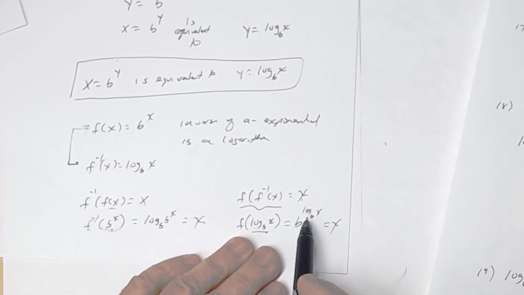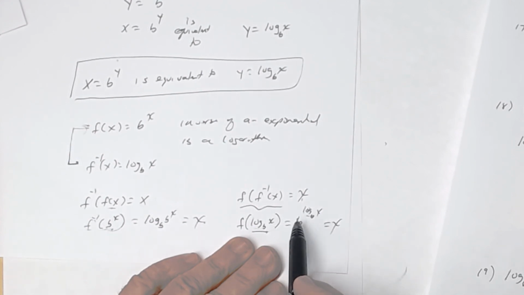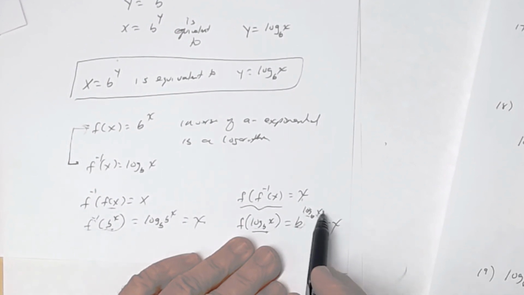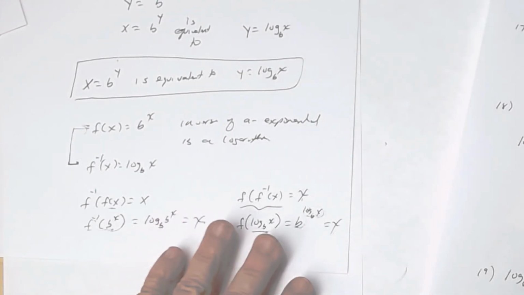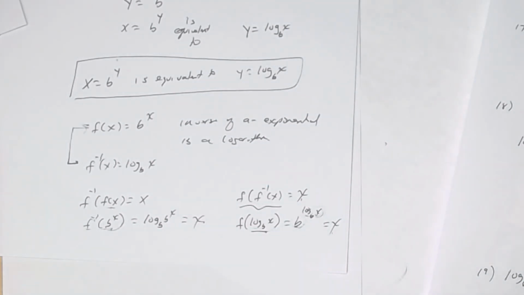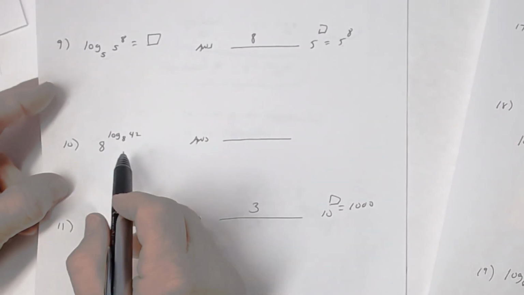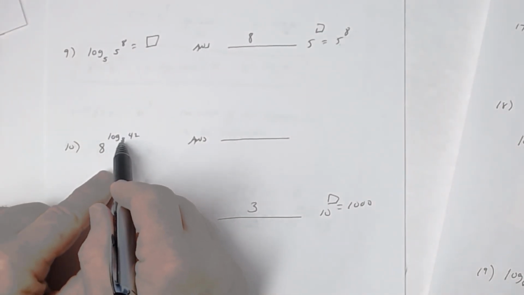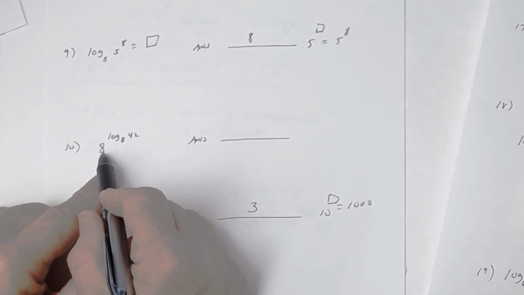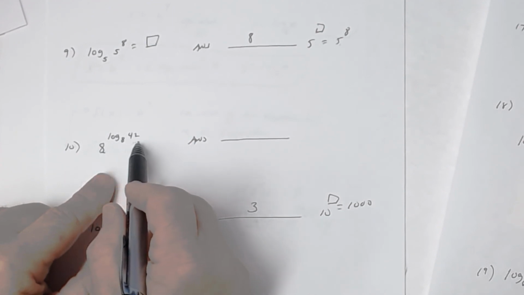And so now we have this idea. Notice that the base of the log is the same as the base that you see here. So if this and this are the same, then the answer is just the argument. So the answer is x. So all this is dealing with the inverse functions. So then that takes care of number 10. Notice the base is 8, this base is 8, so the answer is just what? 42.